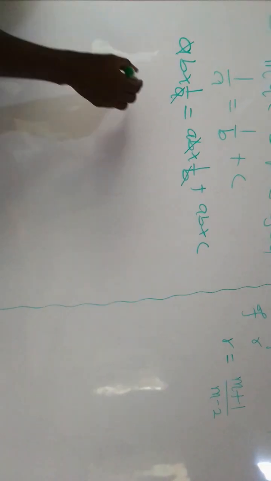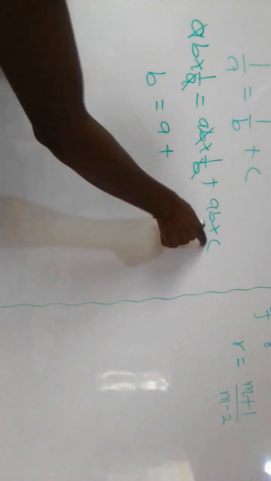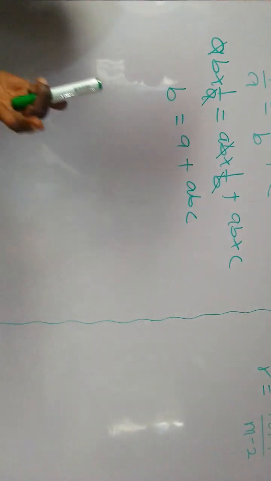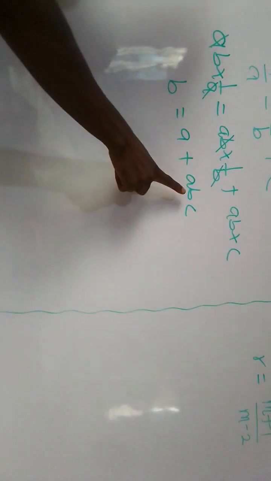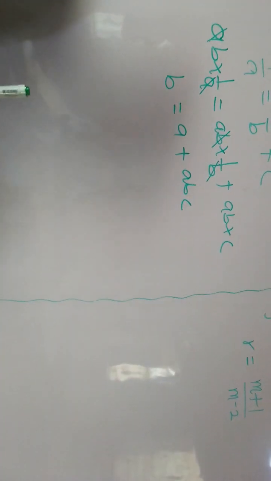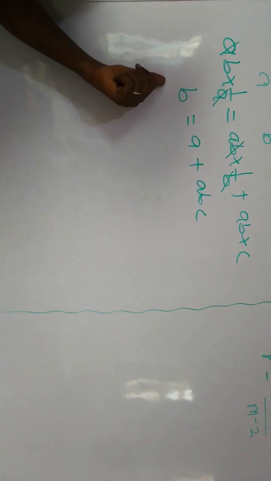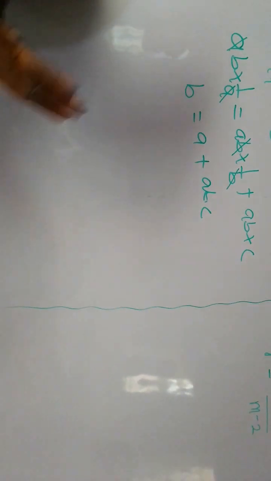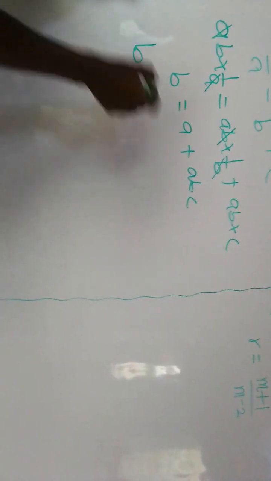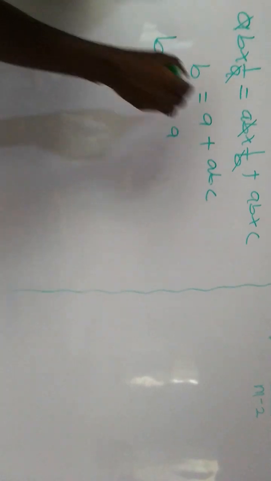So it's left with B equals A plus ABC. Now the question says we should make B the subject. We have one B here, we have one B here. So the next step is to group like terms. So to group like terms, this B should come so that A will stay. We don't want to retain negative. That's why this B is coming. So I'm going to have B minus ABC equals A.